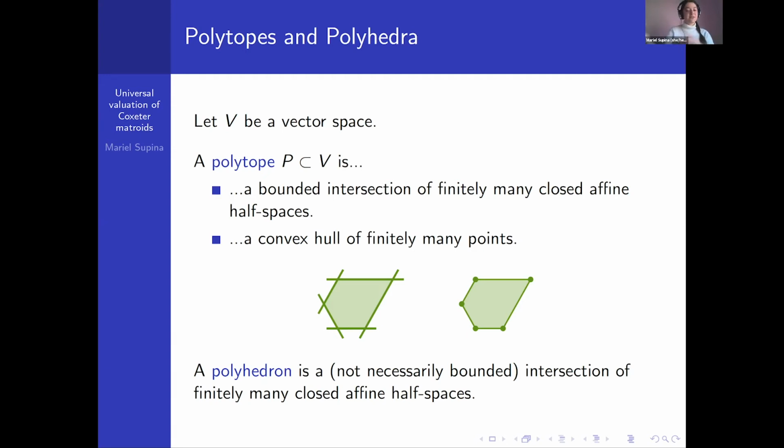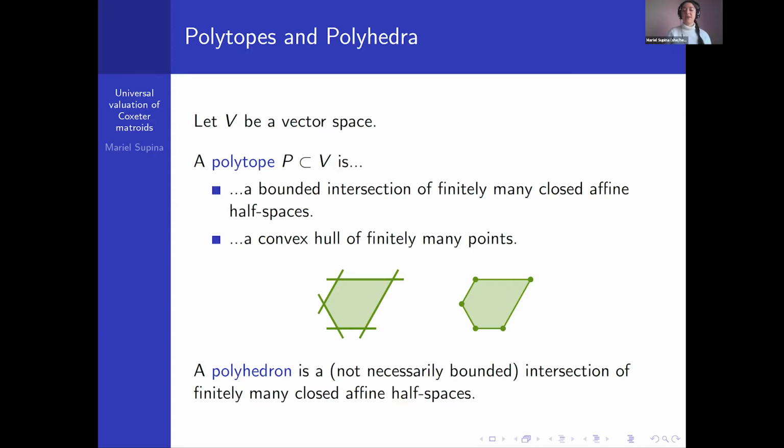And alternatively, we could define it in terms of the vertices. So I can give you these 5 points on the right picture, and then I can take the convex hull, which means that I'm taking the smallest convex set containing all of those points. And so that gives me the same pentagon. So these are 2 different ways to characterize polytopes, and these are the basic objects that I'll be working with.